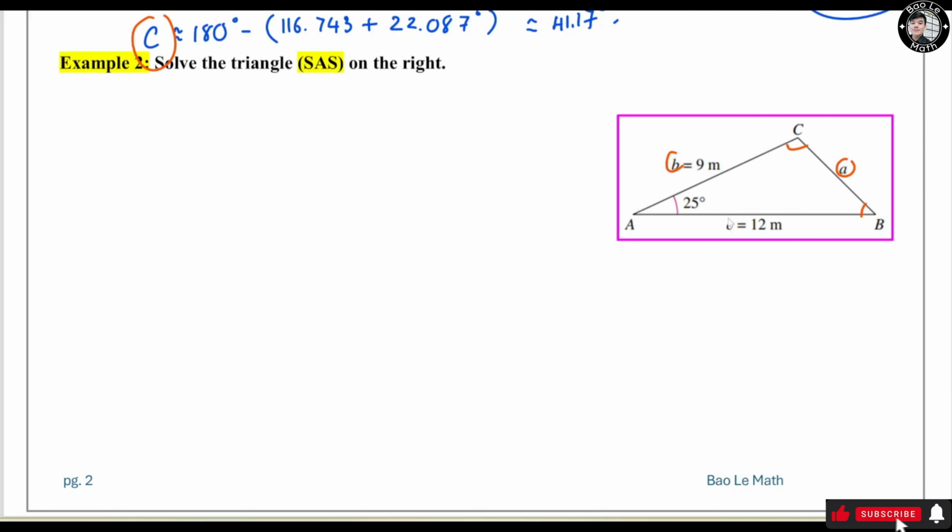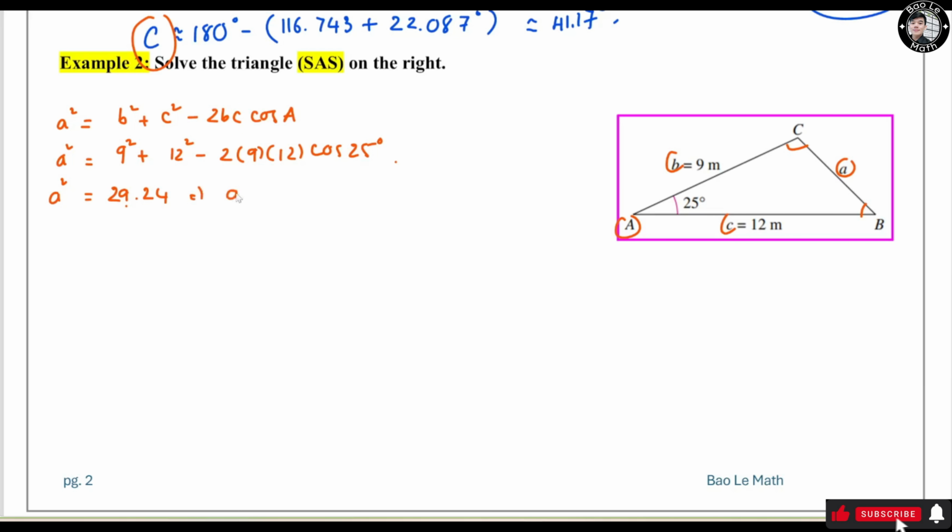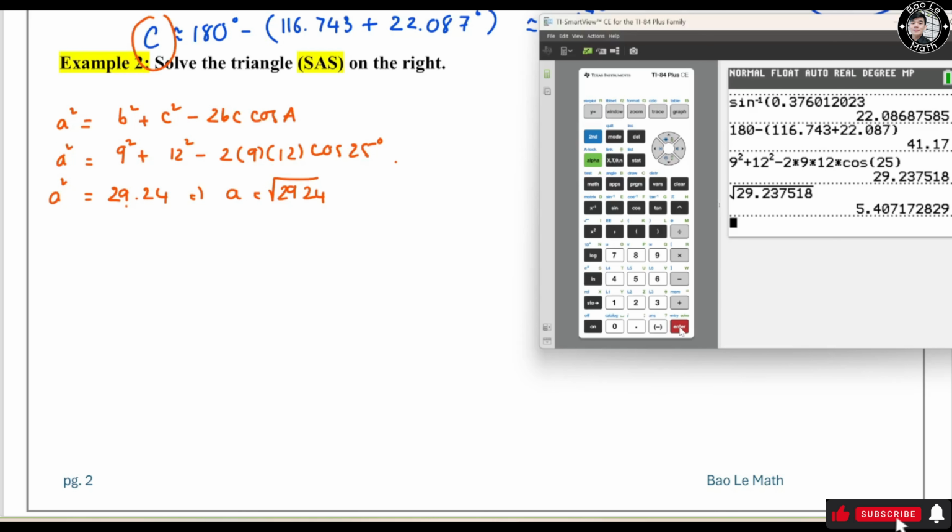So, when you're given B and C right here and angle A right here, you can use the law of cosines. So we have A squared equals B squared plus C squared minus 2BC cosine of angle A. So it could be 9 squared plus 12 squared minus 2 times 9 times 12 times cosine of 25 degrees. The answer is 29.24. Now you're going to take the square root of both sides, so A equals the square root of 29.24. It's going to be approximately 5.4.